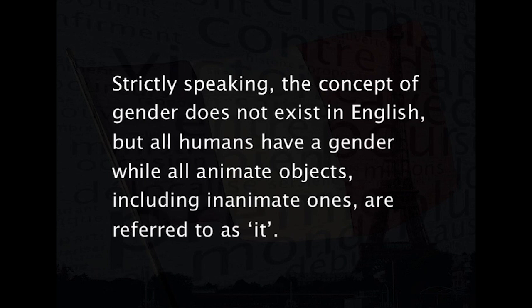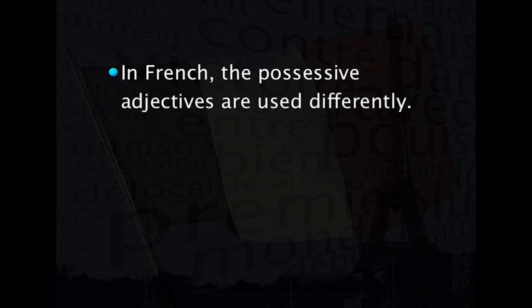Similarly, when I talk about my sister's house, I refer to the house as her house because the owner of the house is my sister. Strictly speaking, the concept of gender does not exist in English, but all humans have a gender, while all animate objects, including inanimate ones, are referred to as it. So, to review, the possessive adjective in the English language always agrees with the possessor who is in possession of the modified noun. In French, the possessive adjectives are used differently.